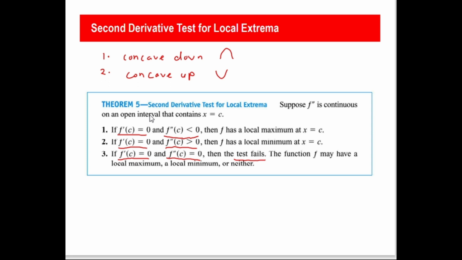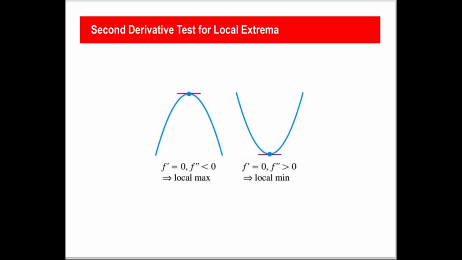What does it mean? We cannot make a conclusion because we don't have enough information about that particular point. For the first one we have a local maximum, for the second one a local minimum, but now we don't have enough information. The function f may have a local maximum, a local minimum, or neither. It means that we need more information to decide on this particular point x equal to c. So these are some illustrations of the second derivative test for local extrema.